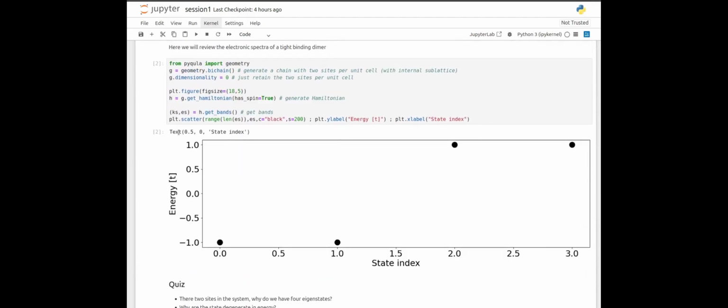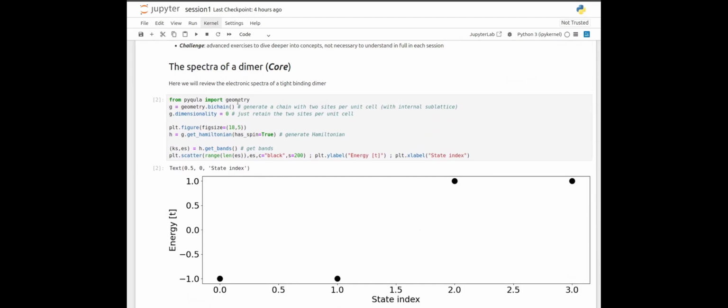And so let's start with this code. This example deals with the electronic structure of a dimer, so two sites connected by a hopping. The way this is built is one takes a chain with two sites, makes a zero-dimensional version of it so that you only have two sites remaining per unit cell, and then you get the Hamiltonian of those two sites, and from the Hamiltonian you get the electronic structure, and you plot the electronic structure.